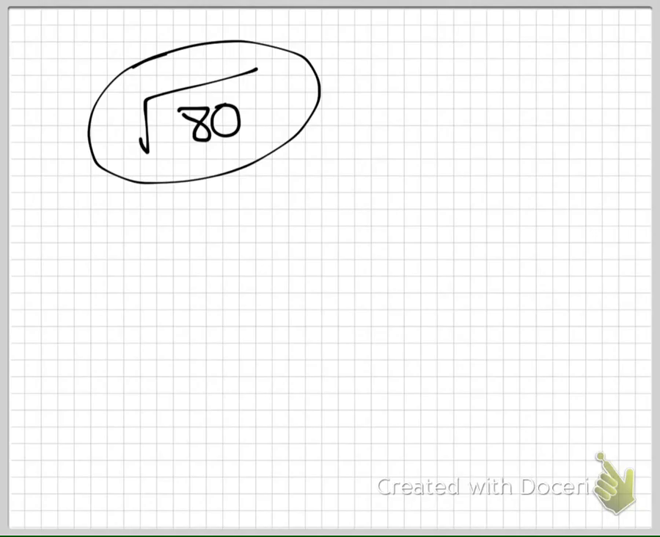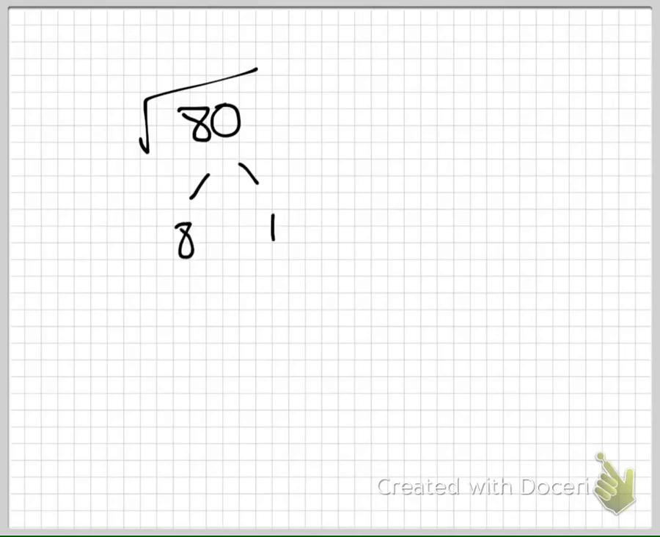That's the best answer. But you can simplify this. Here's how you do it. Are you ready? I'm going to show you how to simplify it. You're going to break 80 down into factors that make perfect squares. For example, let's do prime factorization. 80 can be 8 and 10. Do you agree? Right, 8 and 10. 8 is 4 and 2.